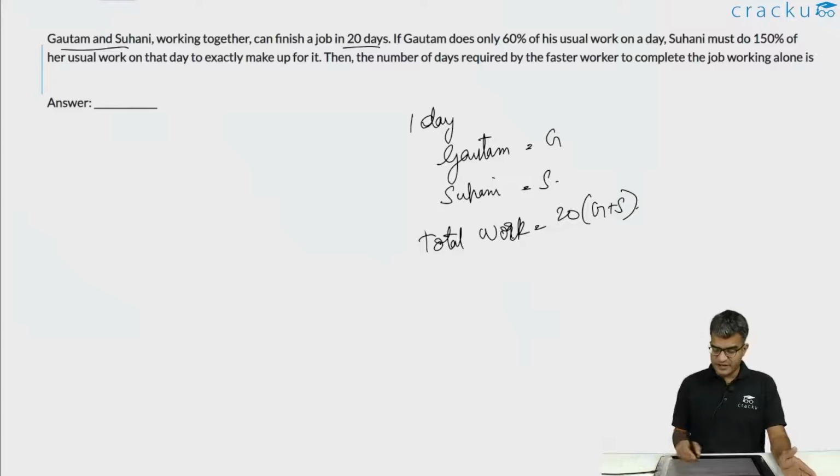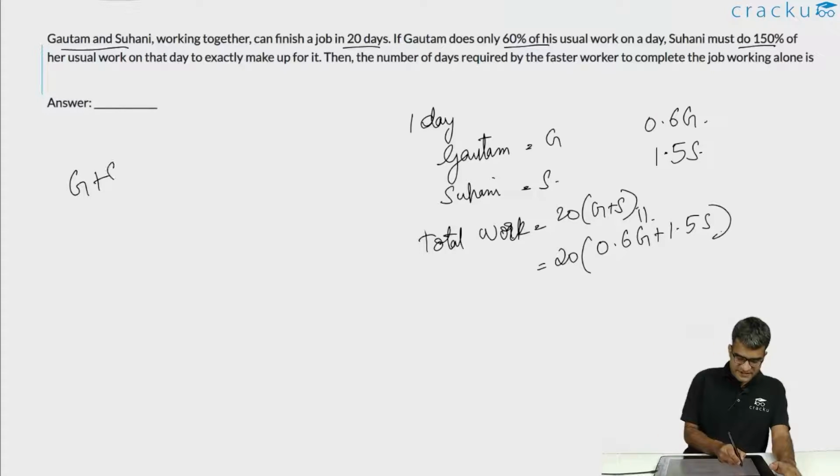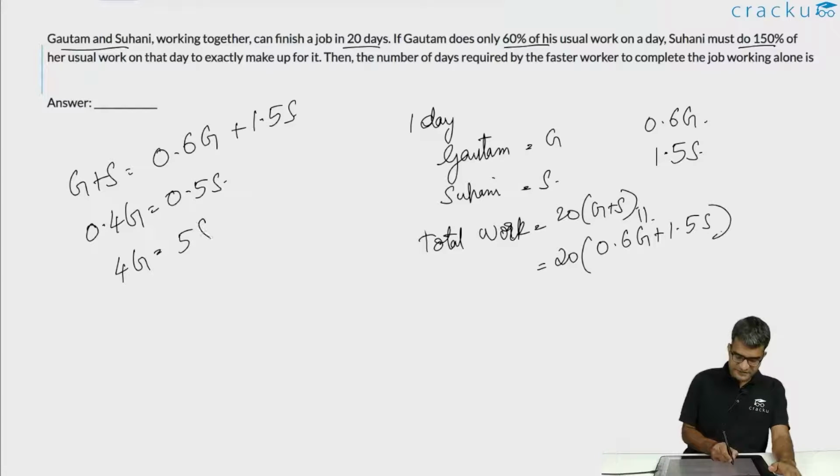Now, if Gautam is working only 60%, the amount of work he will do is 0.6G. Suhani must do 150% of her usual work. So Suhani must do 1.5S to make up for it. So again, the total work will be done in 20 days. This would imply that this is also equal to 20 times (0.6G plus 1.5S). Both of them have to be the same. This would imply that G plus S will be equal to 0.6G plus 1.5S, or 0.4G is equal to 0.5S, or the value of 4G is equal to 5S.